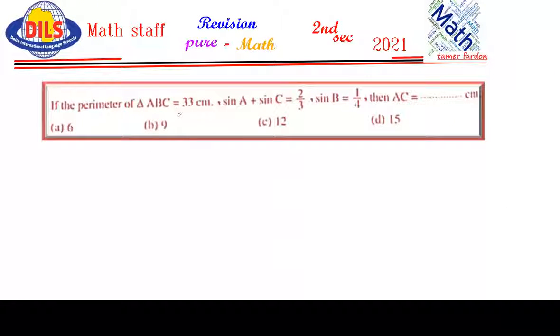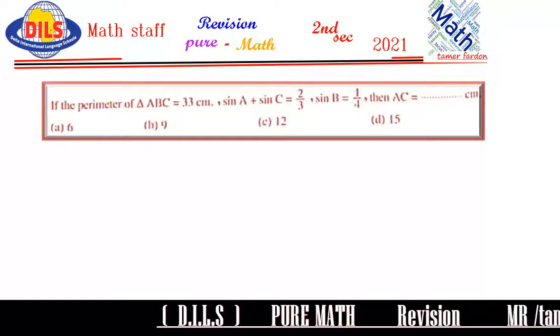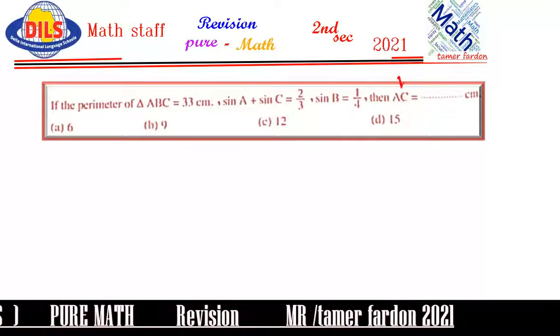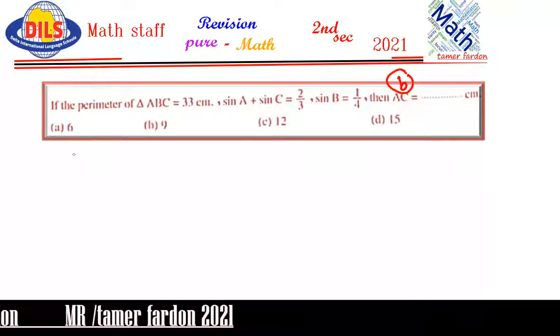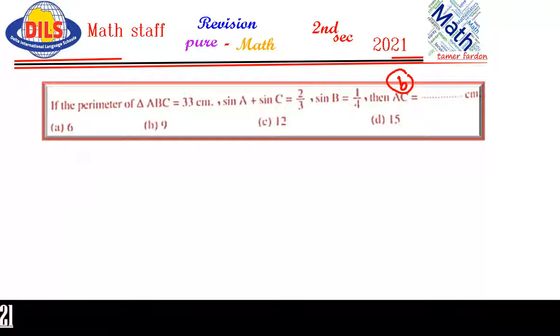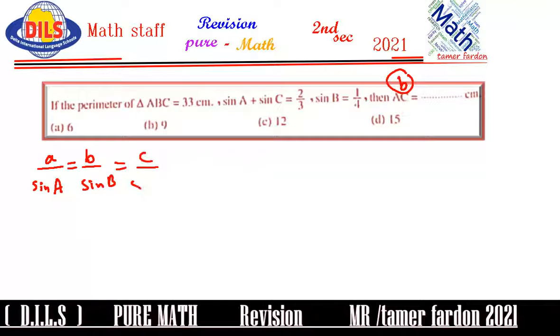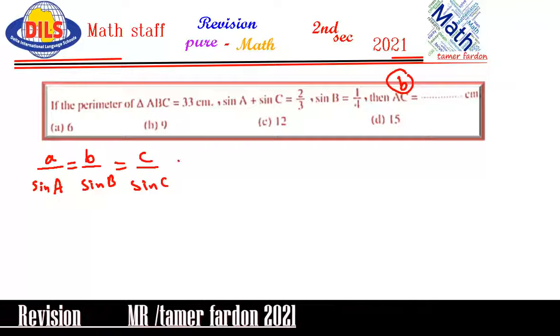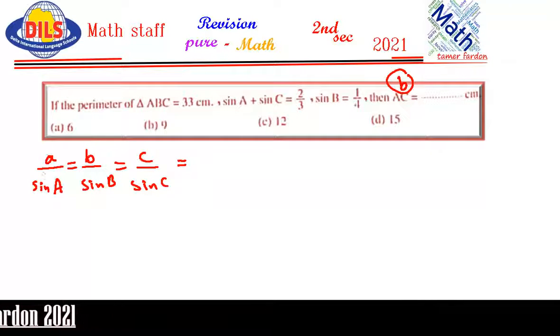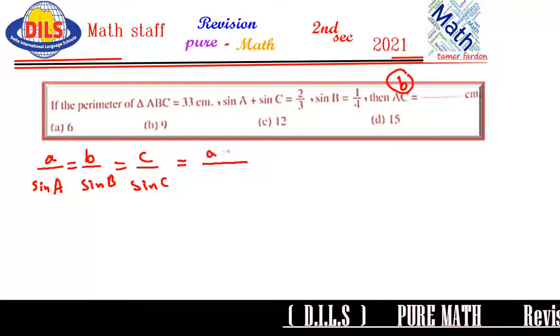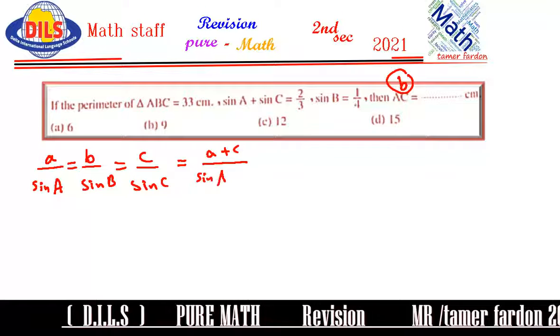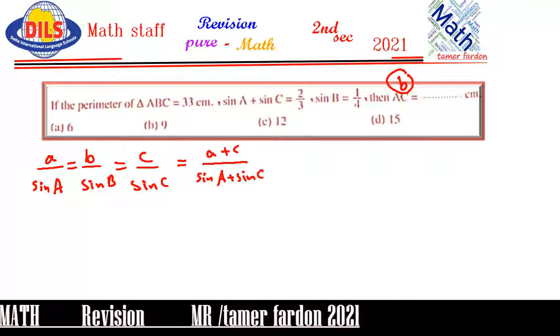The next: if the perimeter of triangle ABC is 33, sine A plus sine C equals 2 over 3, sine B equals a quarter, then what is AC? AC represents b. From the sine rule we get a over sine A is equal to b over sine B is equal to c over sine C. From the properties of proportion, we get a plus c over sine A plus sine C equals one of the given ratios.